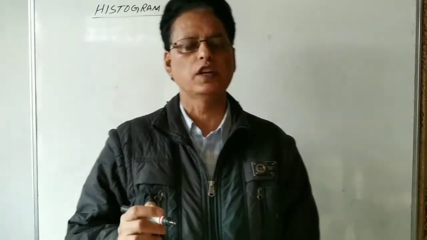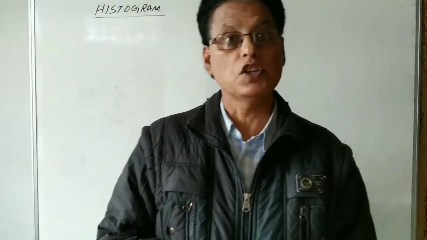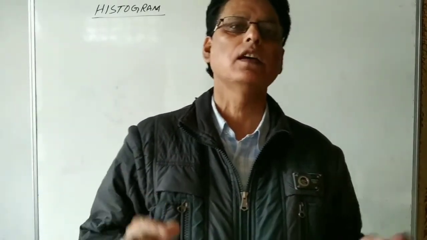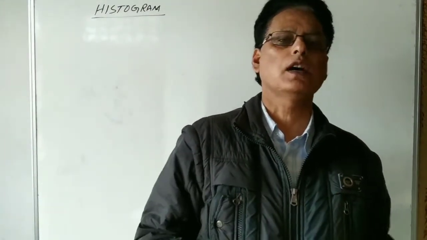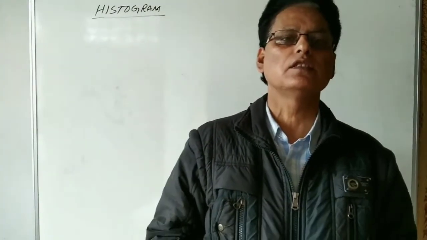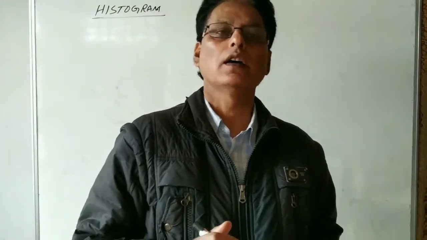Back to my class. So today we'll discuss histogram. Histogram we have already seen. It is one of the forms of the frequency diagram. Frequency diagram has different forms. First one is histogram. Second one is the frequency polygon. Third one is the frequency curve. And fourth one is ogive. So today we'll discuss histogram.